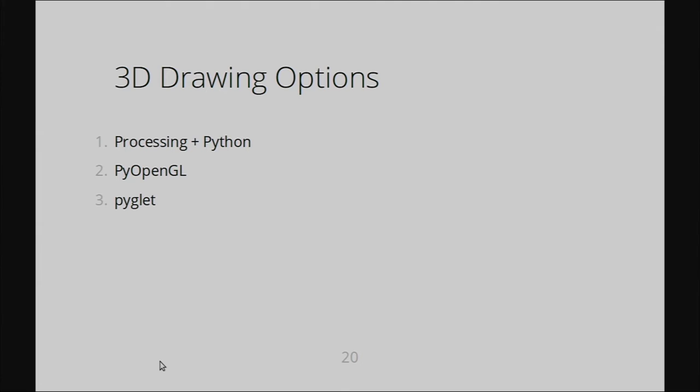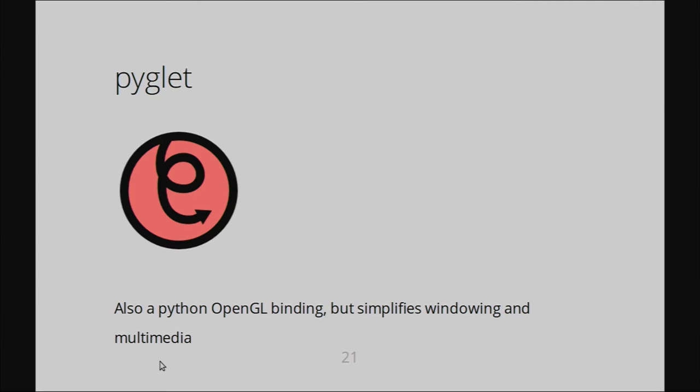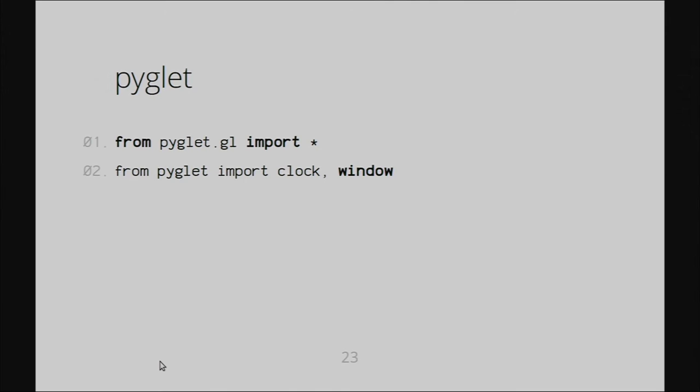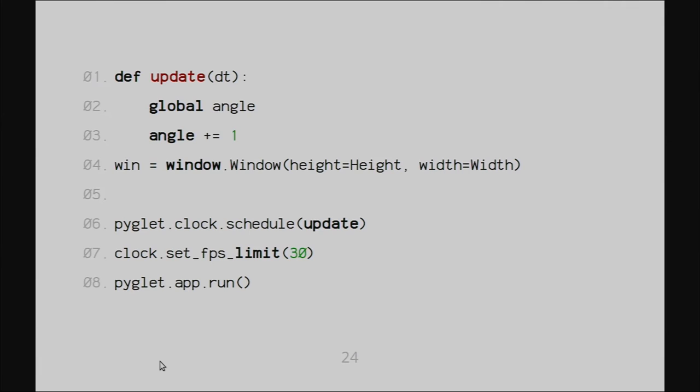So Piglet is also an OpenGL binding, but it has submodules for windowing and multimedia. And it can produce the same sorts of animations that PyOpenGL does. So the undergrad looks at the code. It all seems logical. The imports look logical. The code to actually update his animation and draw a window looks really nice. Like, he can understand what a window is. He can understand having a clock that he has to schedule to update. And he can understand running his app. So this makes him happy.